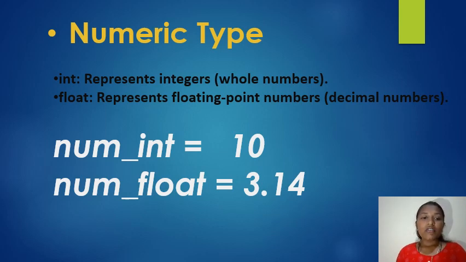Numeric type. It is classified into int and float. Int represents integers or whole numbers. Float represents floating point numbers, which are decimal numbers. num_int is equal to 10. num_float is equal to 3.14. These are the examples for numeric type.